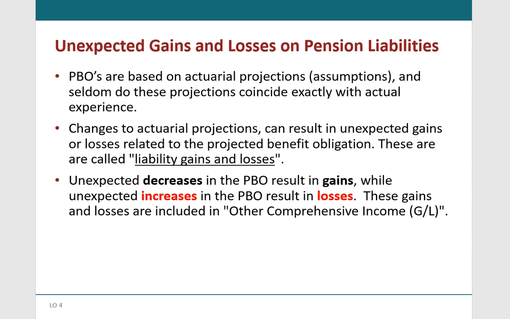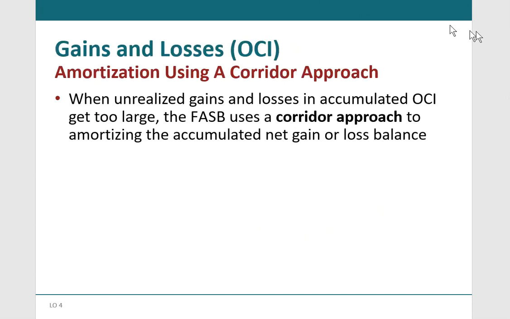Unexpected decreases in the pension benefit obligation will result in gains, while unexpected increases in the pension obligation will result in losses. These gains and losses are included in other comprehensive income, as are unexpected gains and losses on our pension plan assets. The question then is, what do we do with these gains and losses in other comprehensive income? The FASB has adopted an amortization approach using a corridor.